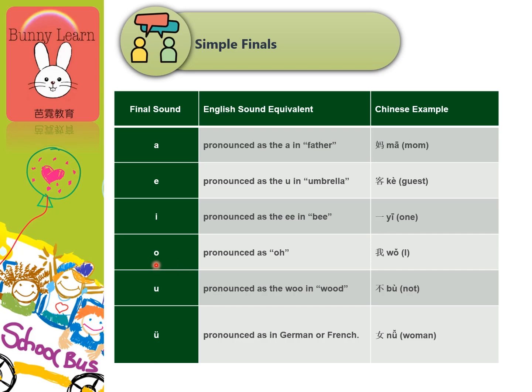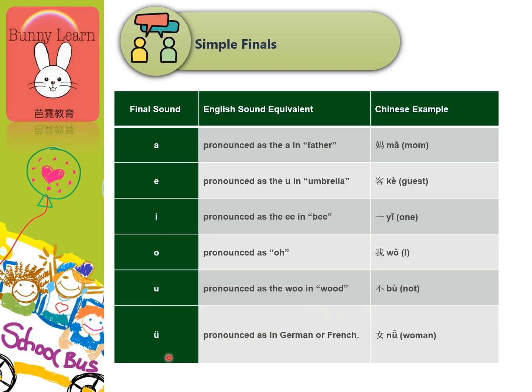O. This is simply pronounced as the word O, like what you say when you're surprised by something. A Chinese example is 我, wǒ. U. This is pronounced as the oo in wood. A Chinese example, 不, bù.